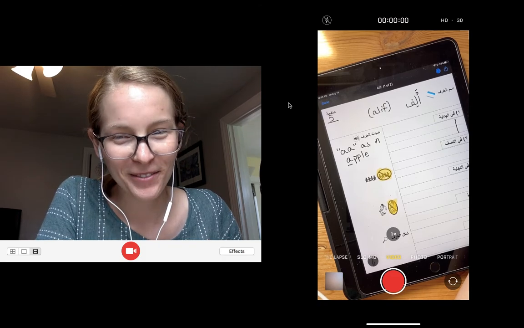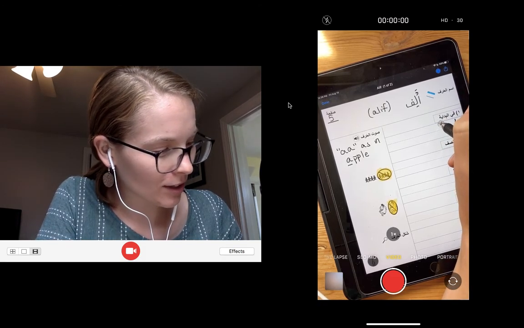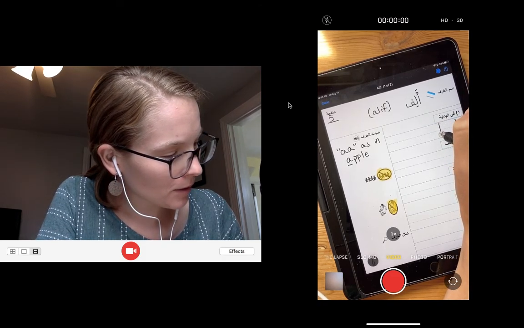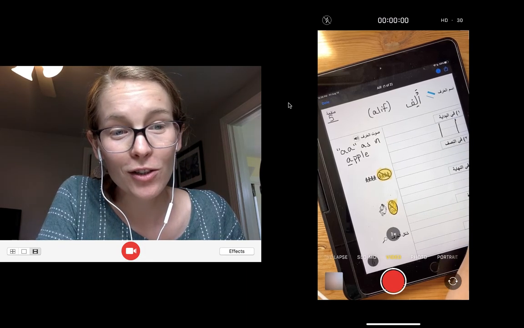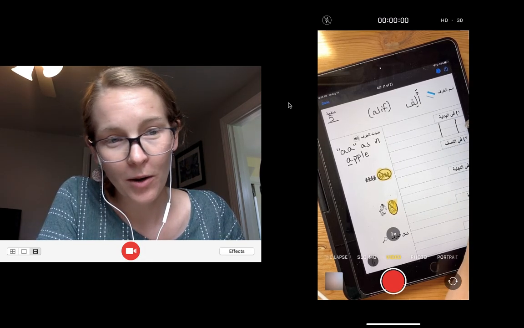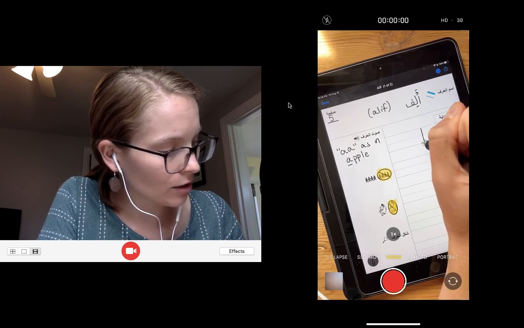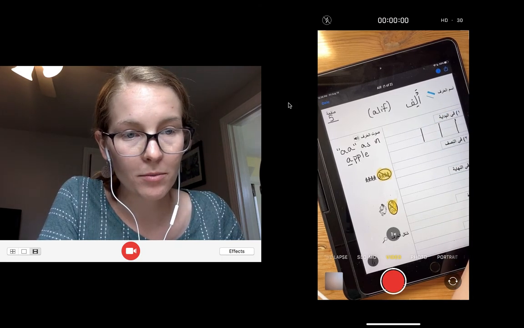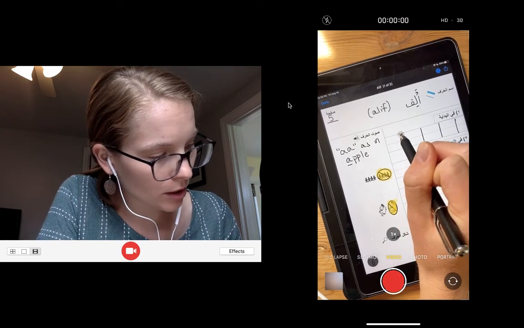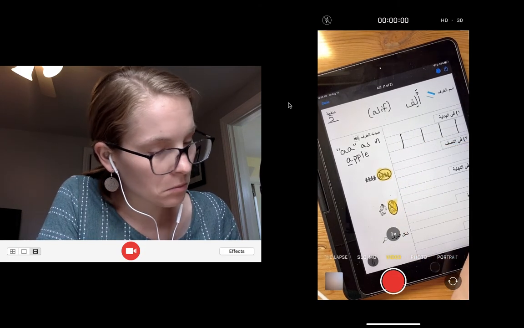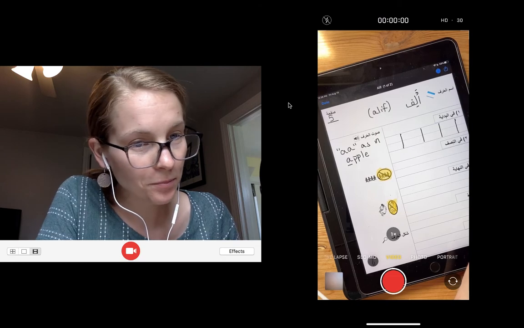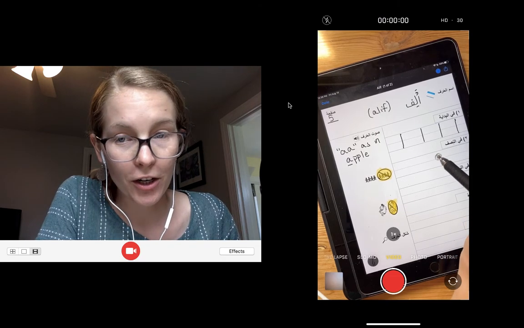It's just a line. You want to start at the top for the beginning form, okay? And it's, notice, a very tall letter. Okay, so alif is the full height of a line. It's going to go all the way from the top to the bottom. Okay, and it's just a perpendicular line. Okay, like that.